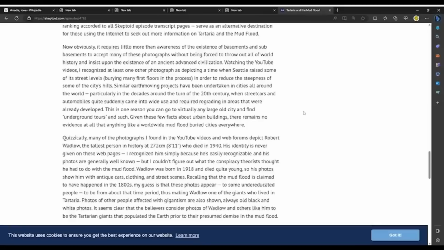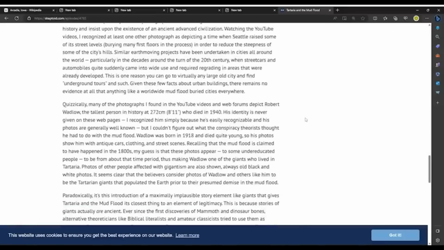You see, it's got a rational explanation. It was all just the regrading. The regrading is how they established the subway system in New York City, right? Given these few facts about urban buildings, there remains no evidence at all that anything like a worldwide mud flood buried cities everywhere. Of course not, Brian, because you said so. I know better than to question you.